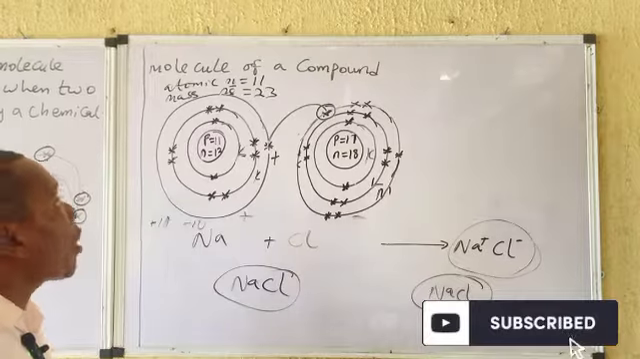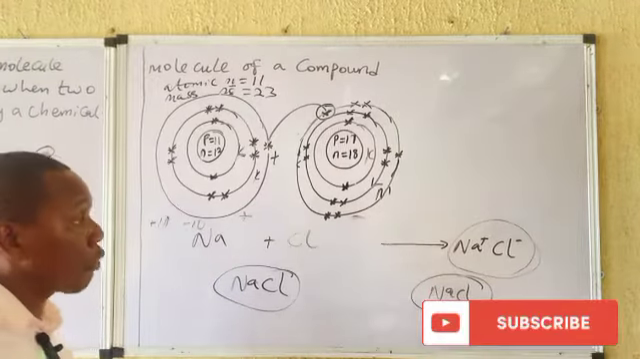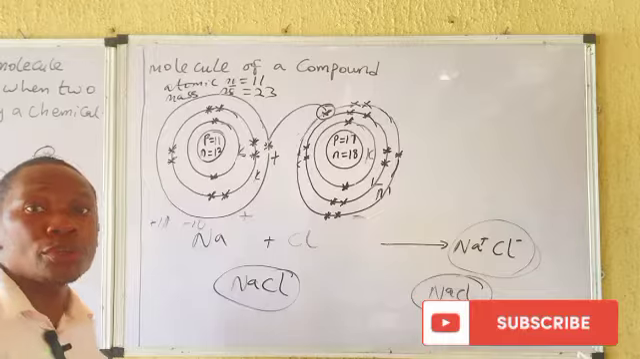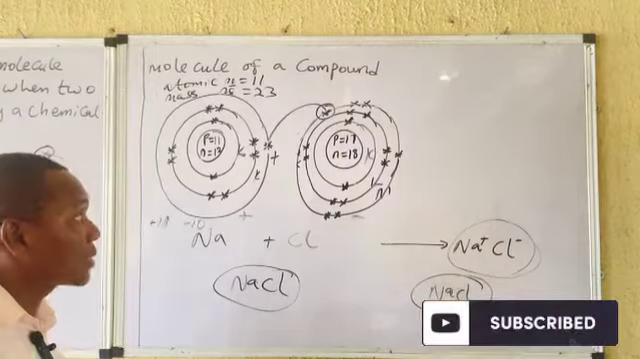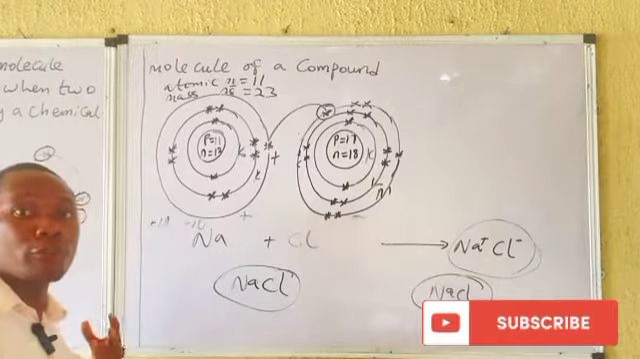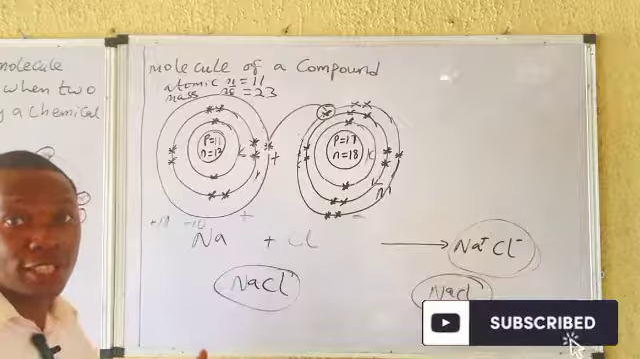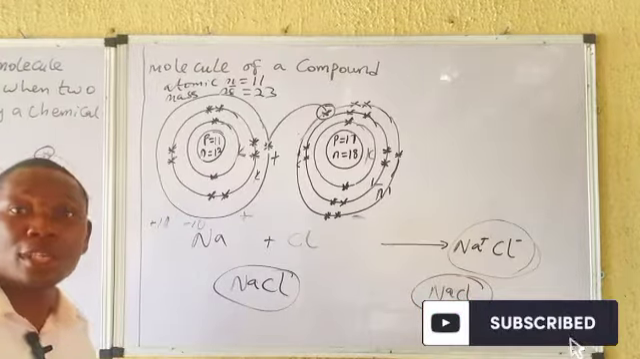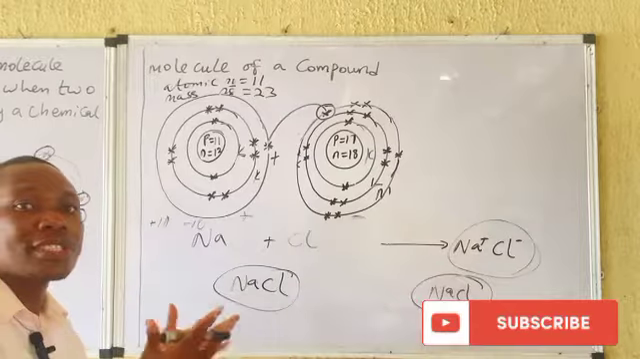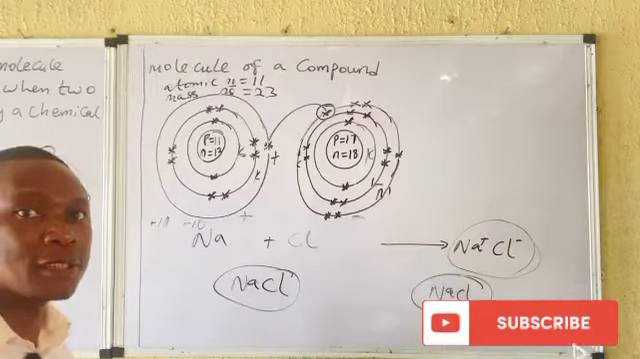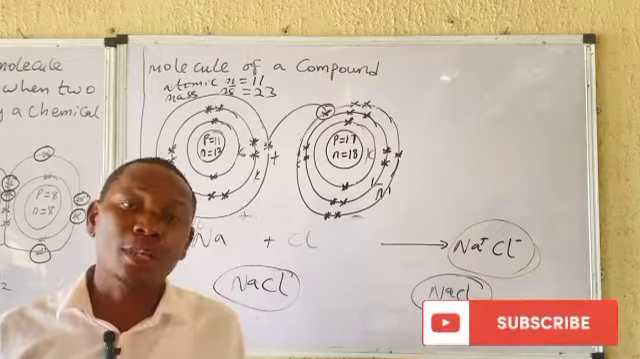So this is an example of how a molecule of a compound is actually formed. Note that a molecule is formed by a combination of 2 or more atoms. So I have explained how a molecule of an element is formed and how a molecule of a compound is formed. When I'm talking about chemical bonding, I will explain in detail all the various types of bond that can occur in elements, molecules, as well as compounds.